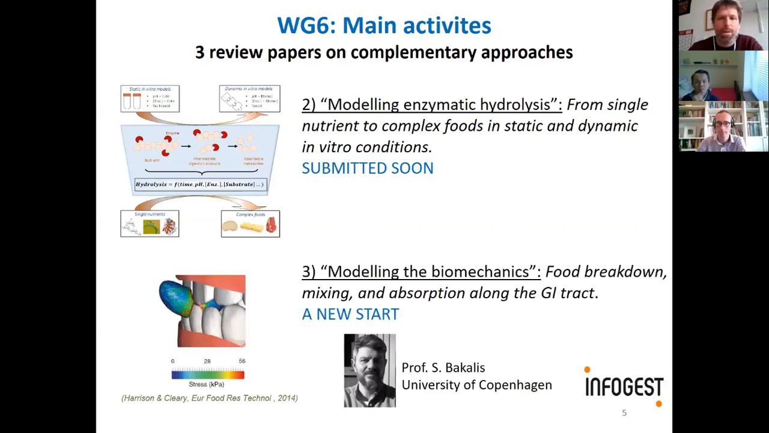The third paper is on the modeling of the biomechanics in the GI tract. This time to deal more with food breakdown and mixing with the digestive fluids and absorption also, all along the GI tract. This paper was a bit in standby for a while, but we are now trying to give it a new start. And Professor Serafin Bakalis agreed to try to lead this task. So he would try to push forward for a new start for that review paper.